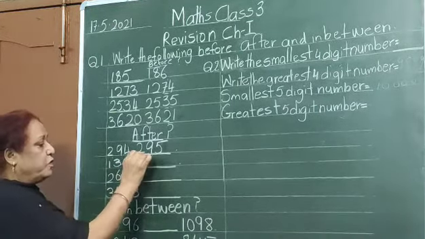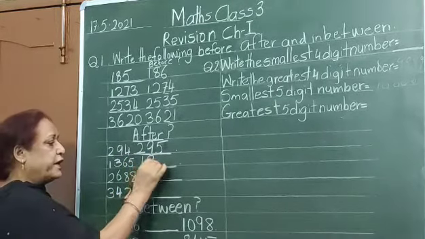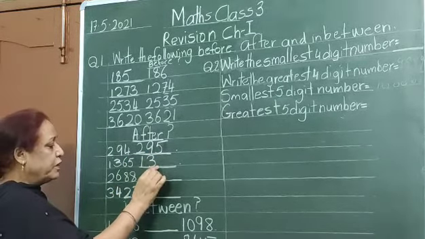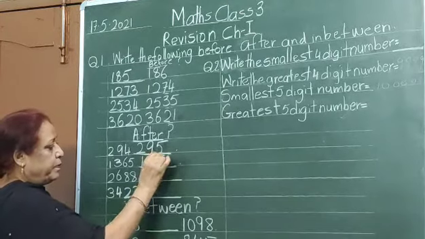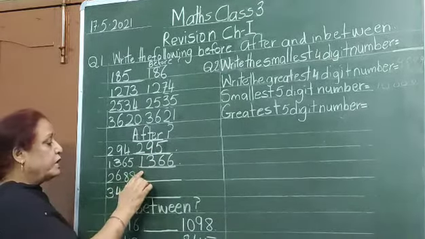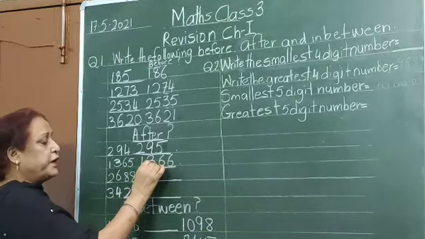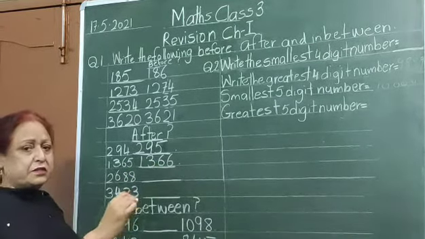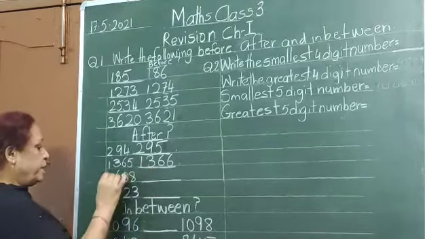1365. 1300. What will come after? 66. Now let's count: 1366. Okay.